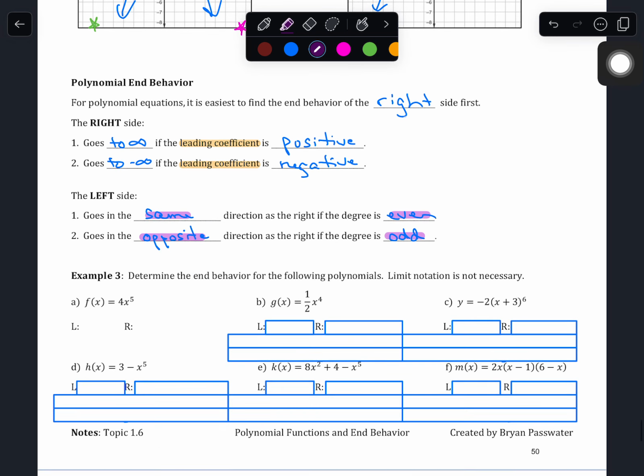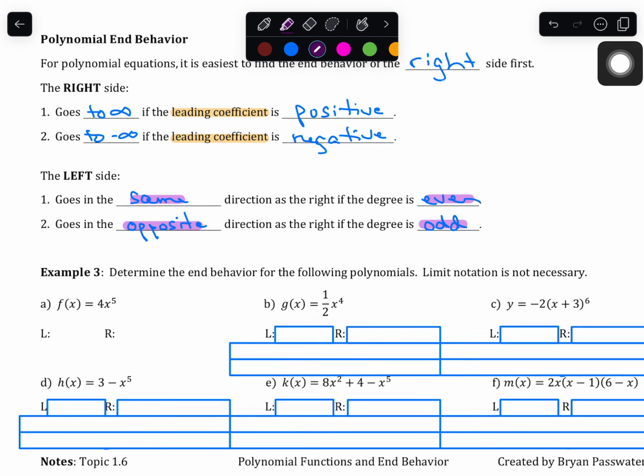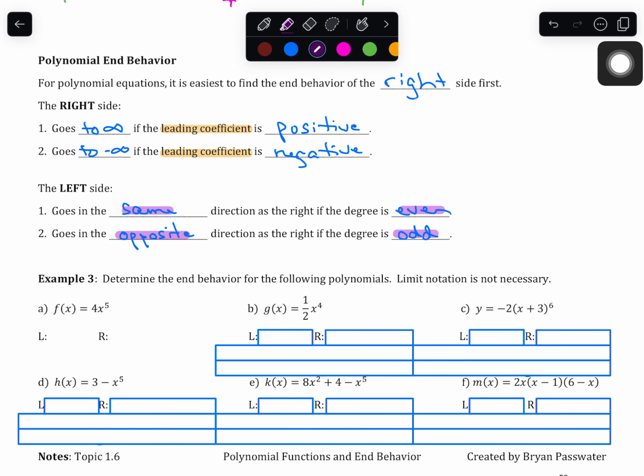Okay? So let's take a look at example 3a. Here, I notice if I first start on the right side, this is how we would do it using these directions. The leading coefficient here is positive. So that tells me, because the leading coefficient is positive, let's write a positive leading coefficient, then I know that on the right, I am going to end high. So that is going to go to infinity. Because it's positive, I have to end high.